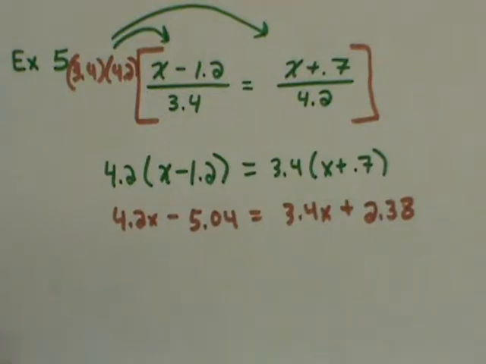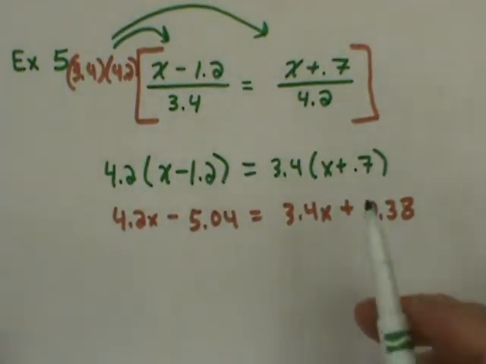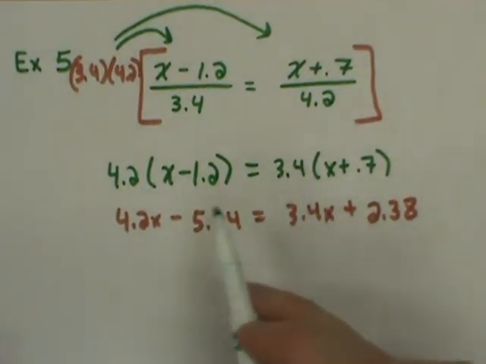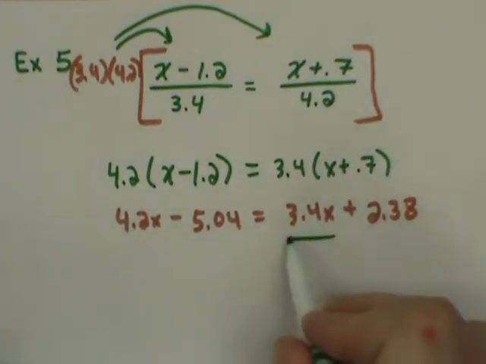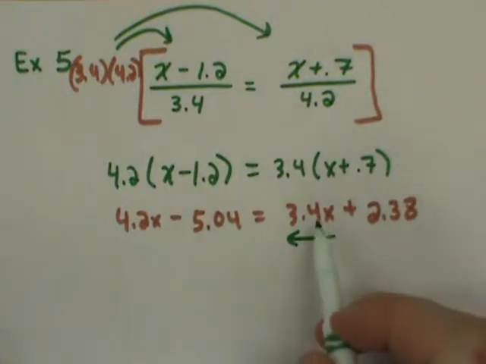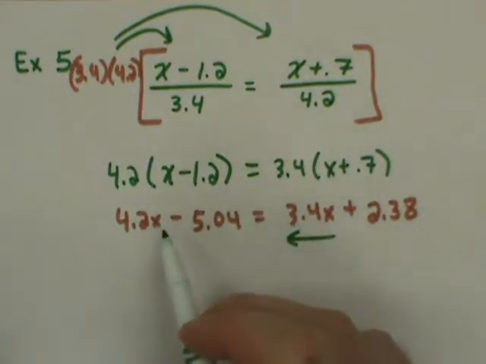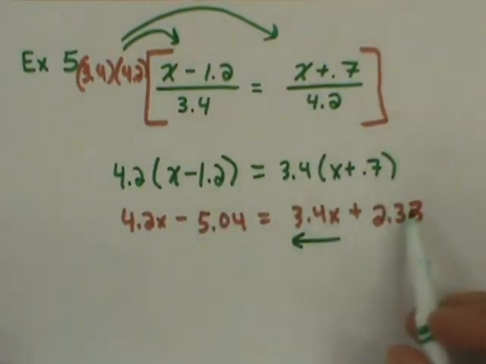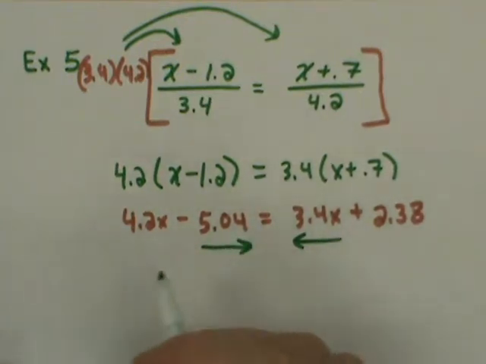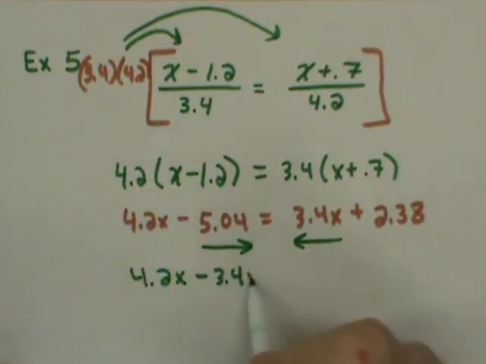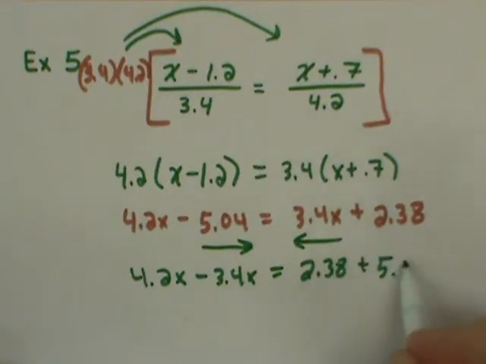From here I'm going to want to move my terms. Remember, we always pick on the lower coefficient, so 4.2 versus 3.4. 3.4 is the smaller of the coefficients. If I move the x terms all the way over to the left, that means that I want the constants over to the right, so I'll move this 5.04 over to the other side. And I can write this as 4.2x minus 3.4x equaling 2.38 plus 5.04.